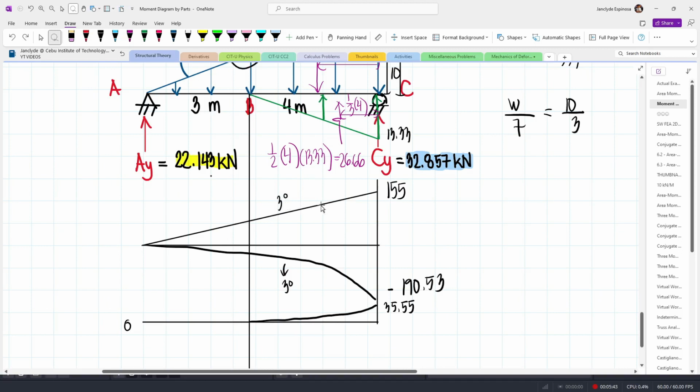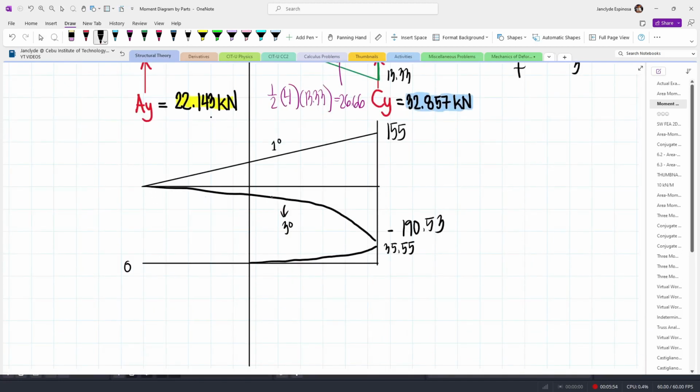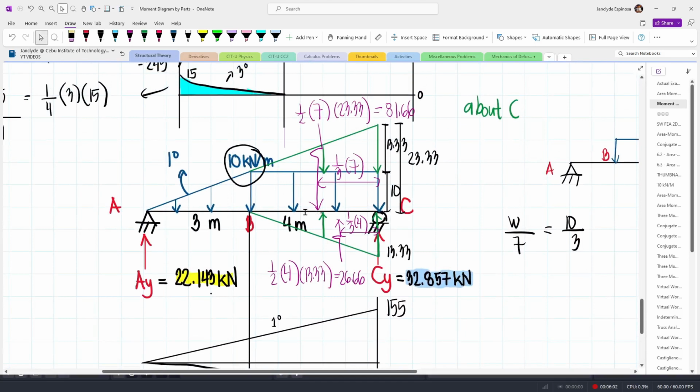By the way, the degree of this line must be 1 because this is for the concentrated load. So 1 degree, while this is also to the third degree, because this is for the triangular load, this one.